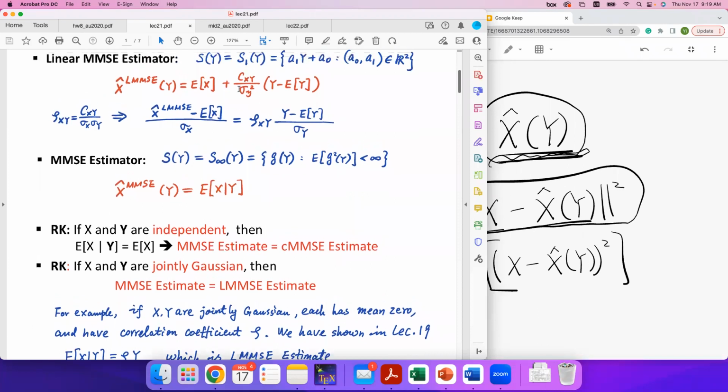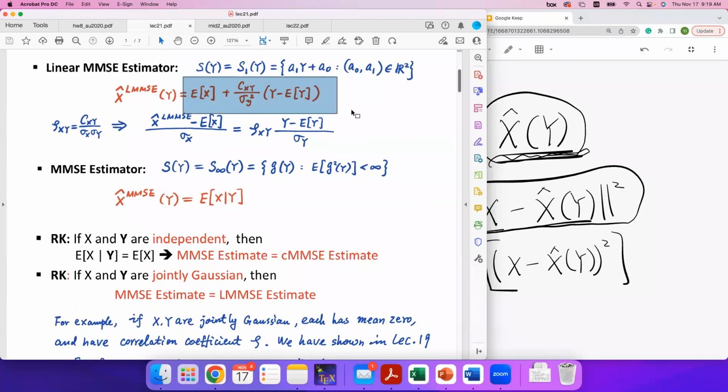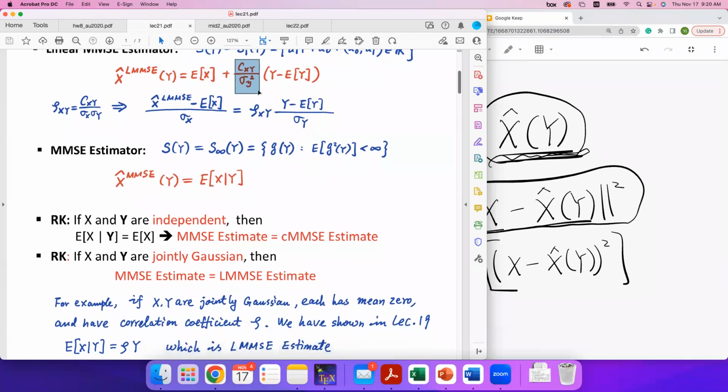Now, also in this case, if you look at the linear MMSE estimator, the means are zero, so these two are zero. And this one, covariance divided by sigma y squared, is exactly the correlation coefficient rho. So in this sense, these two estimators are the same. Basically, for joint Gaussian random variables, it suffices to use linear estimators.